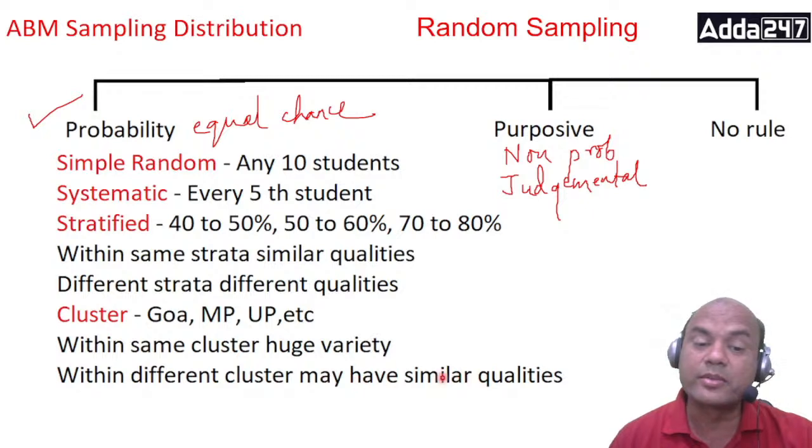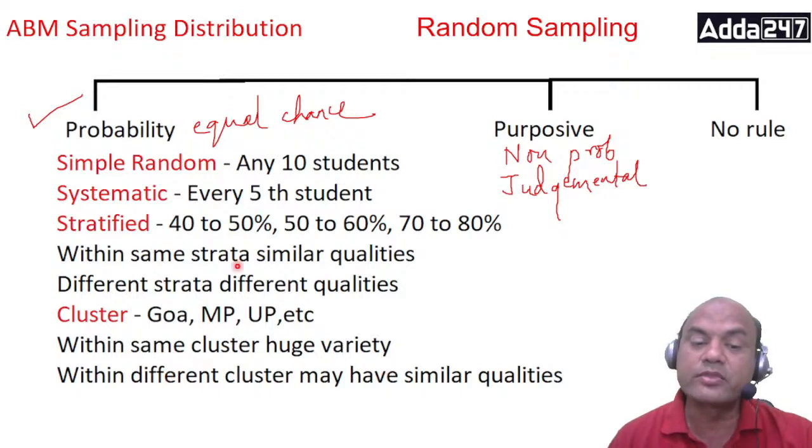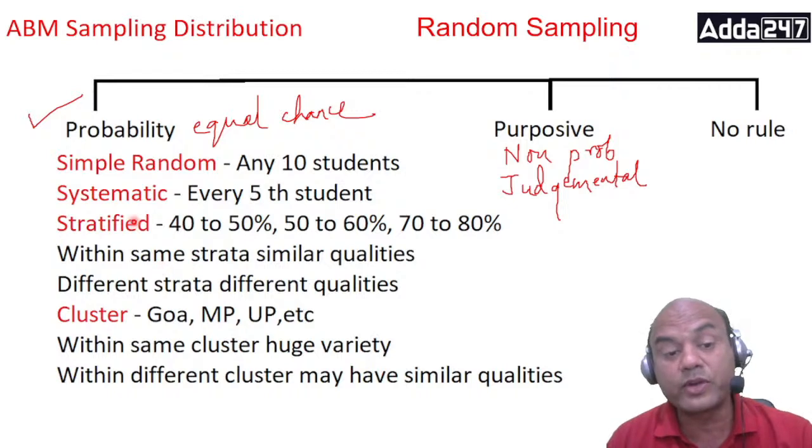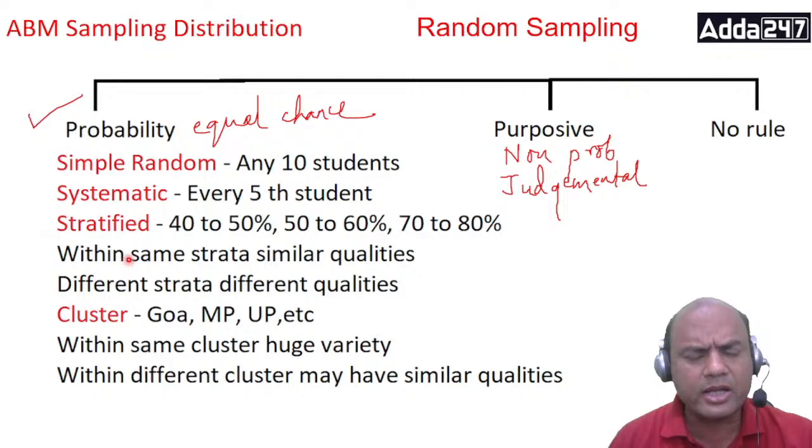Different clusters may have similar, means what? Goa will also have some students who are 40 to 50 and MP will also have some students who are 40 to 50. UP will also have that, right? So within different clusters, we may have students of similar categories. That's the difference between stratified and cluster. This question comes every time in the exam, okay?